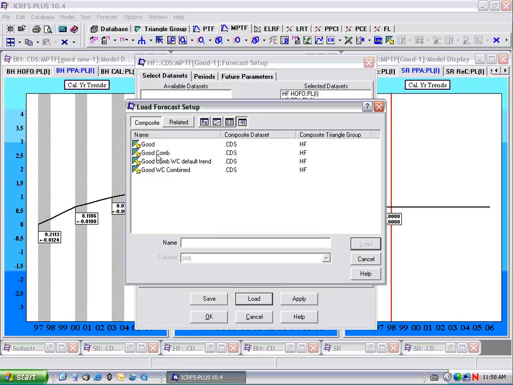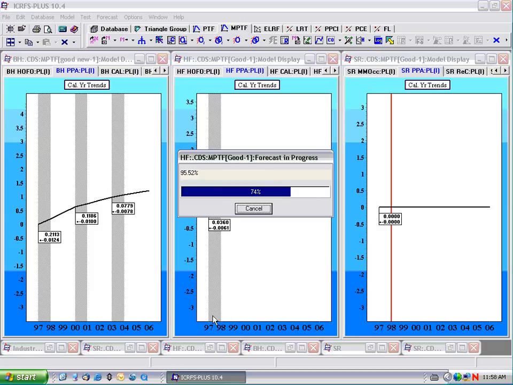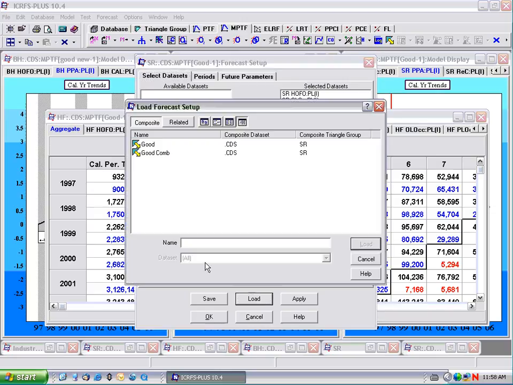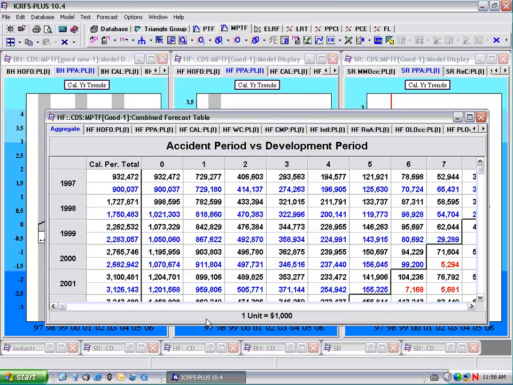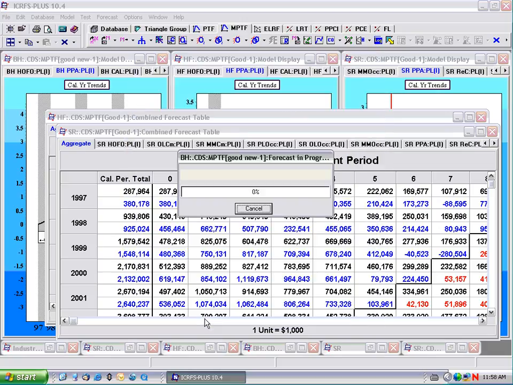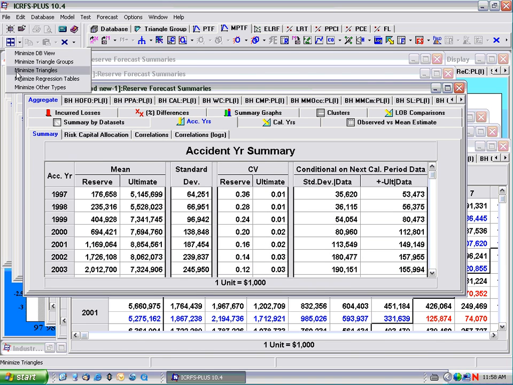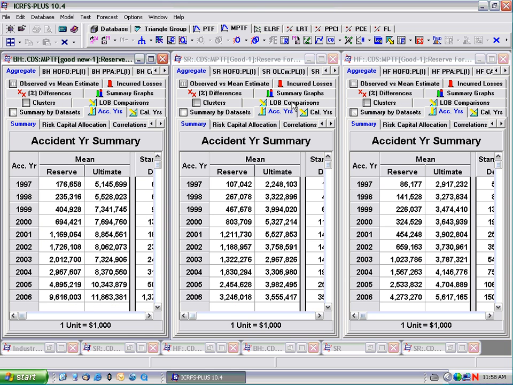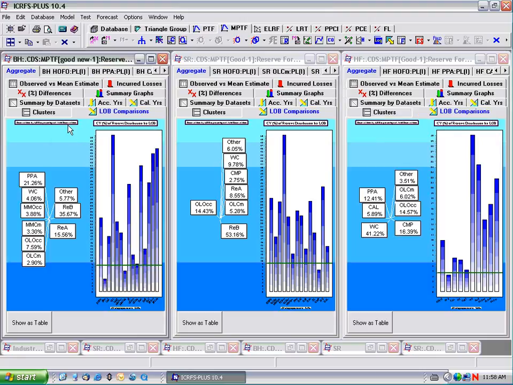We load good combined here. Load good combined there. And then load good new combined. Open the three forecasting summaries. Let's now look at LOB comparisons.